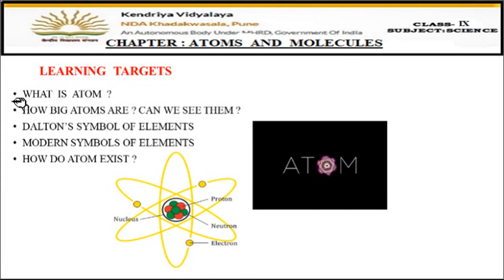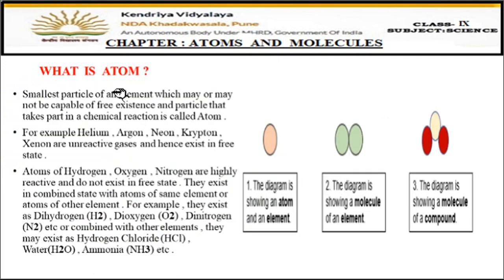Today's learning targets are: what is an atom, how big or small the atoms look like, Dalton's symbol of elements, then modern symbol of elements, and how do the atoms exist. Then let us start with what is an atom.